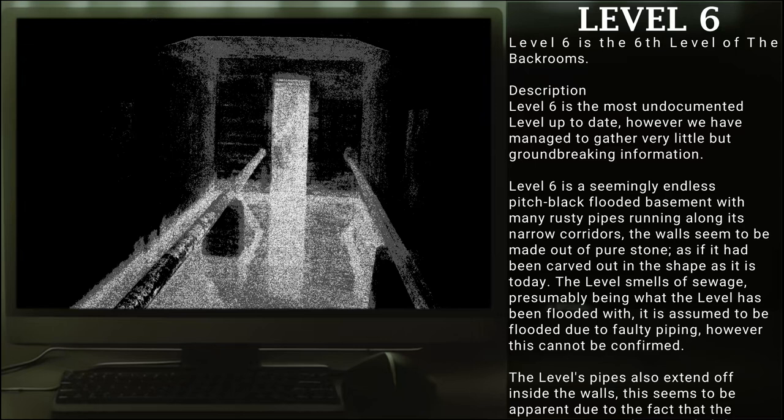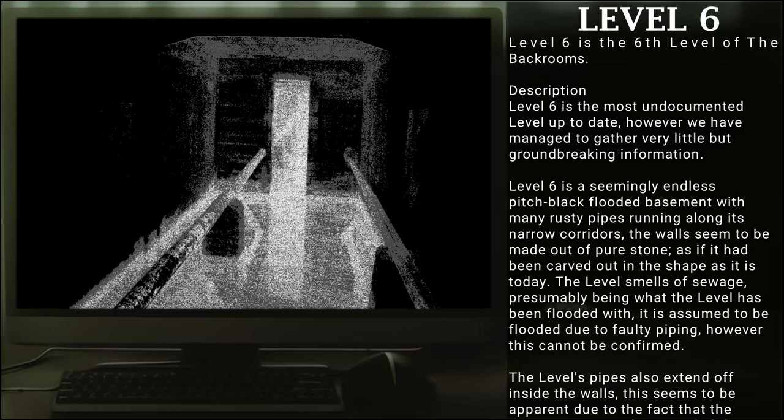Level 6 is a seemingly endless pitch-black flooded basement with many rusty pipes running along its narrow corridors. The walls seem to be made out of pure stone, as if it had been carved out in the shape as it is today. The level smells of sewage, presumably being what the level has been flooded with. It is assumed to be flooded due to faulty piping, however, this cannot be confirmed.